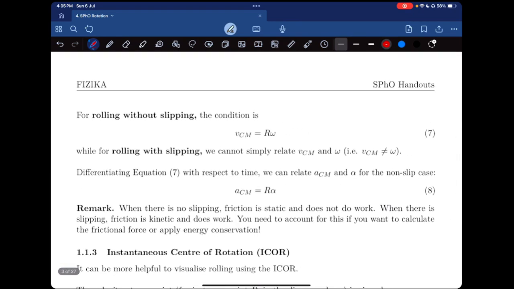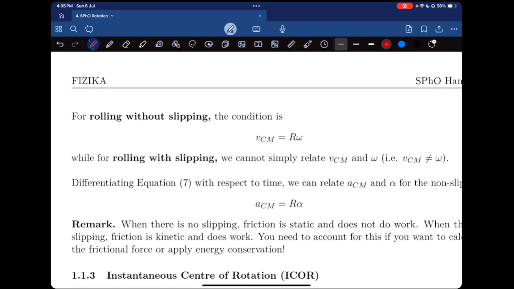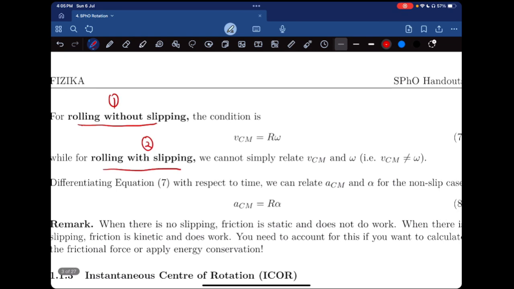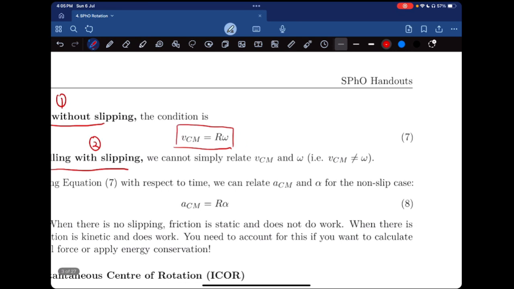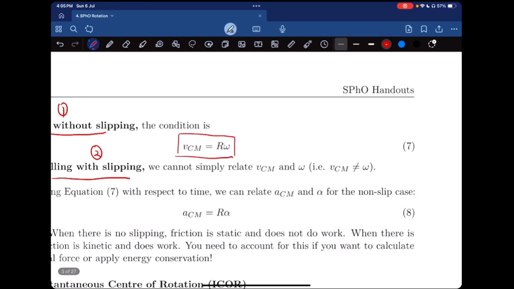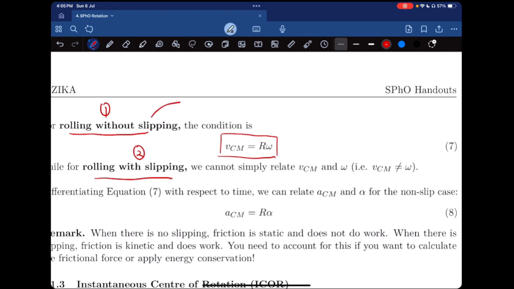Here we see that there are two main types of rolling that we are always concerned about. The first one is rolling without slipping. Second one is rolling with slipping. So rolling without slipping is the very nice case because you can always write this when an object is not slipping. Usually in problems, most of the time you will want to assume this. Most of the time.